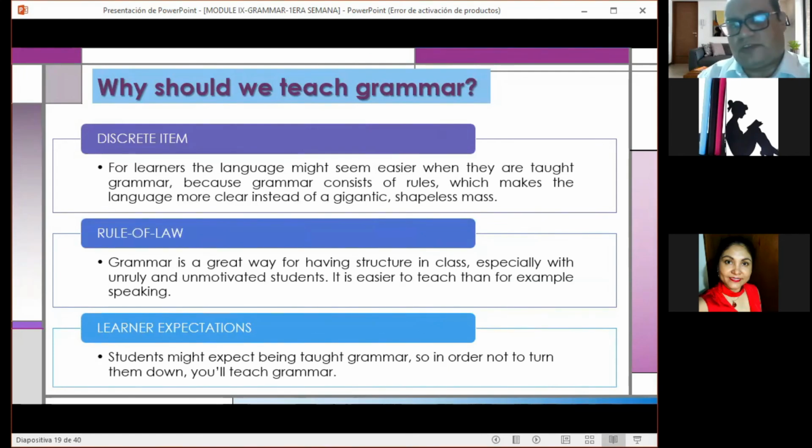Discrete item. For learners, the language might seem easier when they are taught grammar, because grammar consists of rules which make the language more clear instead of a gigantic, shapeless mass. So we have some concise information, and maybe our students could understand better. And some students, not all, find grammar so complicated. For example, I told my students that English grammar is so easy, comparing to our grammar, Spanish grammar, woof.